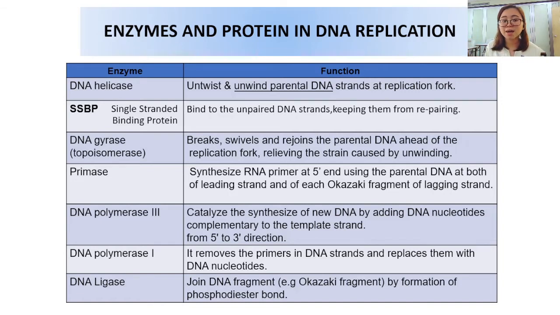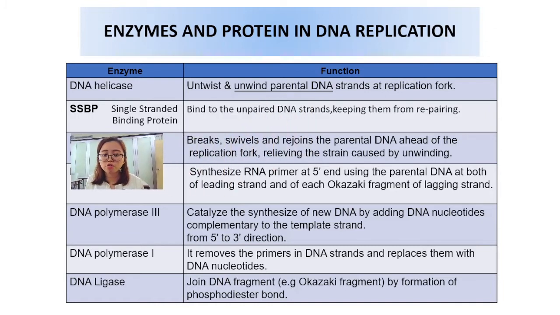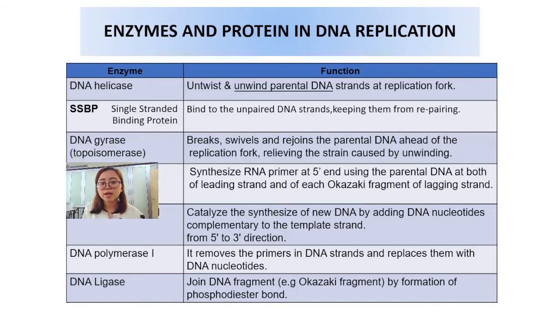The first enzyme is DNA helicase, which functions to untwist and unwind the parental DNA strands at the replication fork. You will have the SSBP, which is short for single-stranded binding protein. It binds to unpaired DNA strands, keeping them from rejoining. The third enzyme is DNA gyrase, which also has a different name called topoisomerase. Okay, the function is to break, swivel, and rejoin the parental DNA ahead of the replication fork.